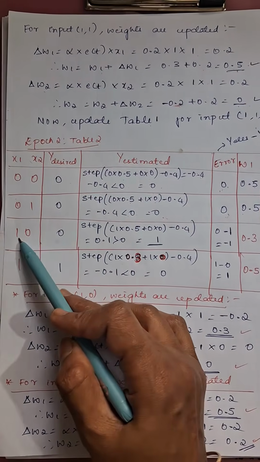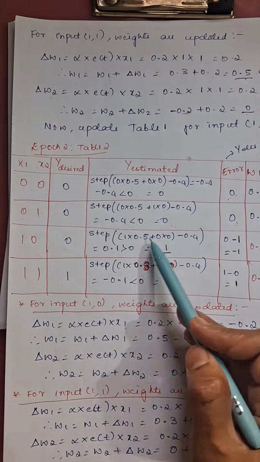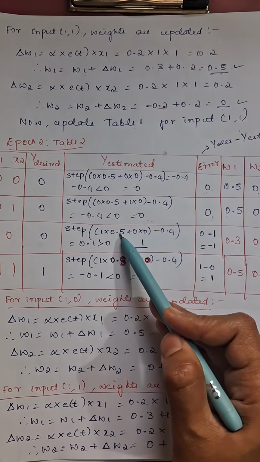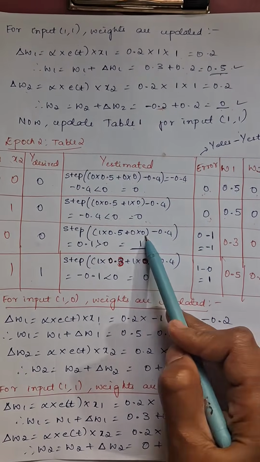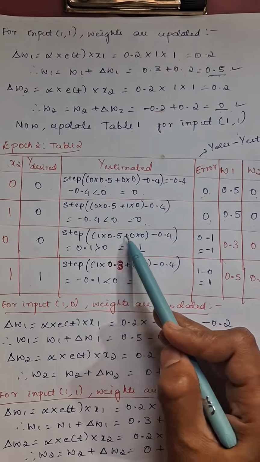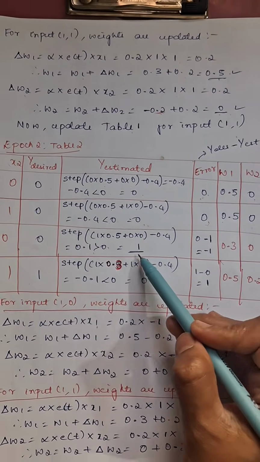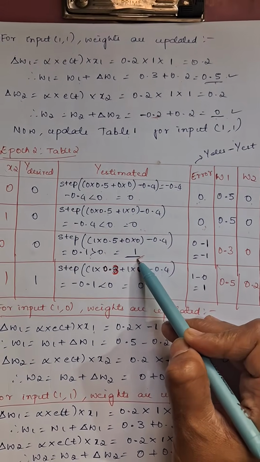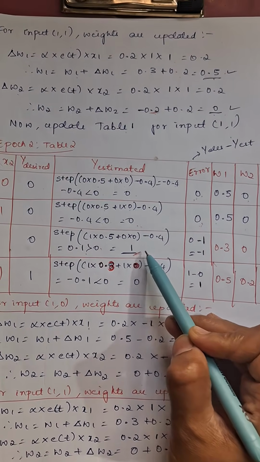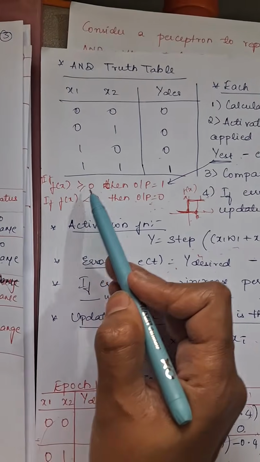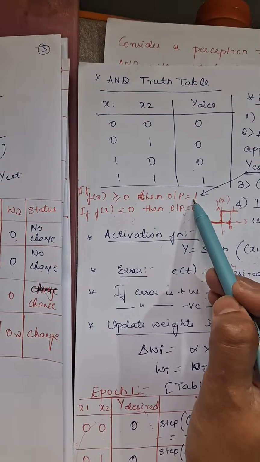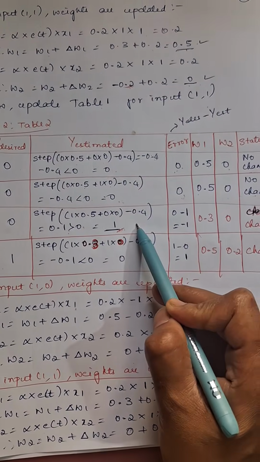Step of 1 into W1 plus 0 into W2 minus 0.4. What is W1? 0.5. W2 is 0. So what did I get now? 0.5 minus 0.4. I am getting 0.1, which is greater than 0. So my output is now 1. Why is this? Because this is a step function. It's given in the question: if f of x is greater than or equal to 0, output is 1. So make it 1.